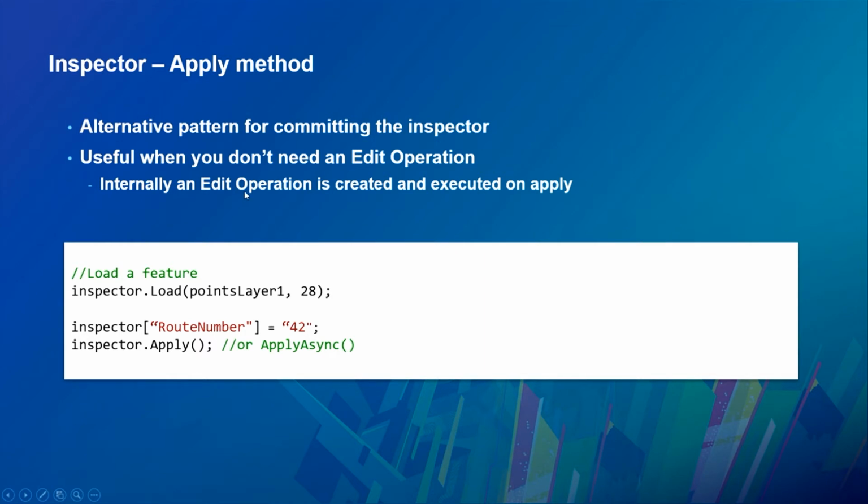Internally, we still create an edit operation for you. It's just done behind the scenes. But it actually is performing an edit operation. So the syntax for that is instantiate a new one, which we can't see here, load in a feature, set an attribute, and then you simply say inspector.apply or apply async as the asynchronous version of that, and it'll go and do the magic ahead.